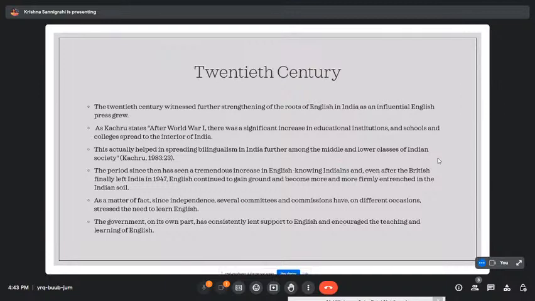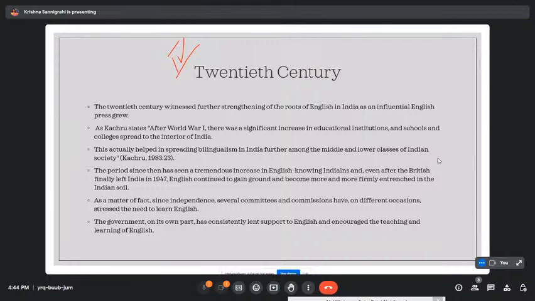Next, we are discussing the significance of the 20th century in the context of English in India. The 20th century witnessed further strengthening of the roots of English in India as an influential English press grew. As Kachru states, after World War I, there was a significant increase in educational institutions, and schools and colleges spread to the interior of India.